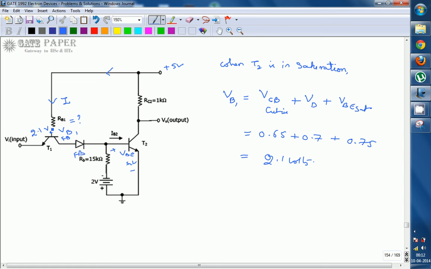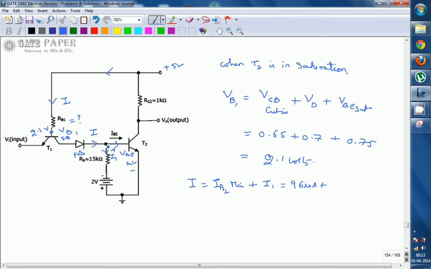For that we should know the value of I. I is the current which is flowing through this diode, and the same current flows through the collector base junction, so that is the I current, which is IB2. It is dividing now into two currents, one is IB2, the other, let us assume, is I1. So we can write I is equal to IB2 minimum plus I1. IB2 minimum we have already calculated, that is 96 microamperes, plus I1. I1 is the current flowing through this 15 kilo ohm resistor.